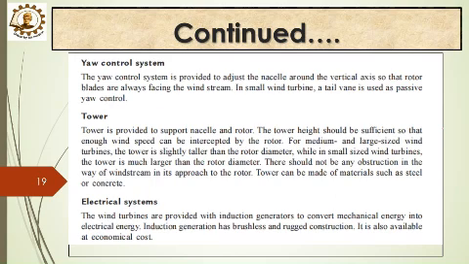Now, coming to the tower. It is used to provide the support for the nacelle and the rotor, and the tower height should be sufficient so that the wind can be intercepted by the rotor. For medium and large size wind turbines, the tower is slightly taller than the rotor diameter, while in small wind turbines, the tower is much taller. And towers are made up of materials like concrete and steel. And the electrical system. The electrical systems are the generators. What kind of generators? Induction generators to convert the mechanical energy to useful electrical energy. And the induction generators are brushless and rugged in construction. So these are the different parts.